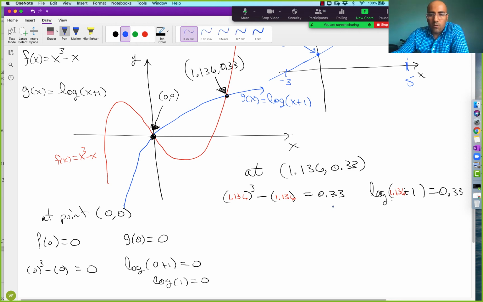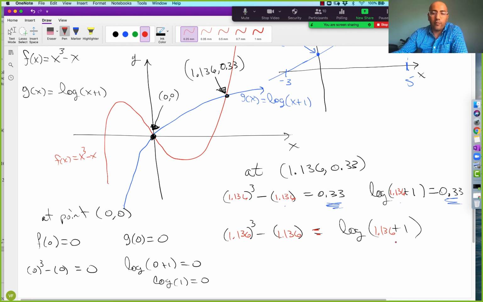And since they both equal 0.33, I can set this side equal to that side, right? Since they both equal 0.33, it must also then be true that that blank cubed minus blank is equal to log of blank plus 1. Good. Where that blank is this 1.136. And why is this equal? Because this side was equal to 0.33 and this side was equal to 0.33. Therefore, they must be equal to each other. They both give you an output of 0.33.